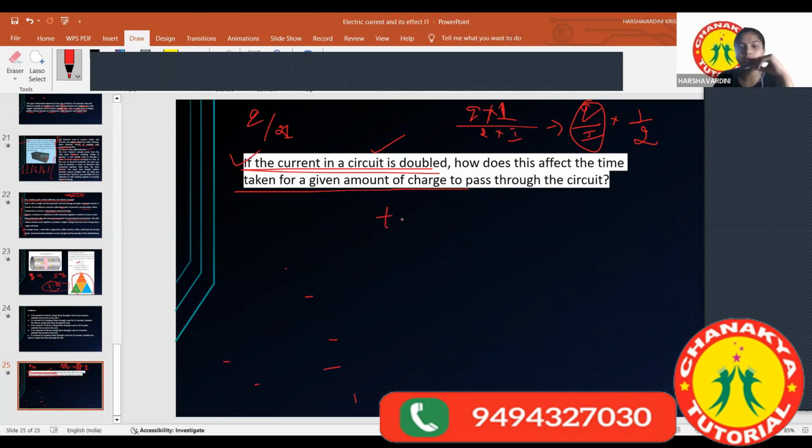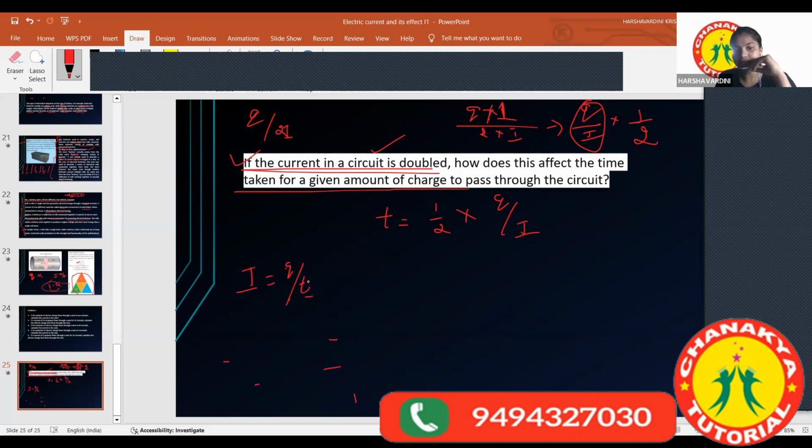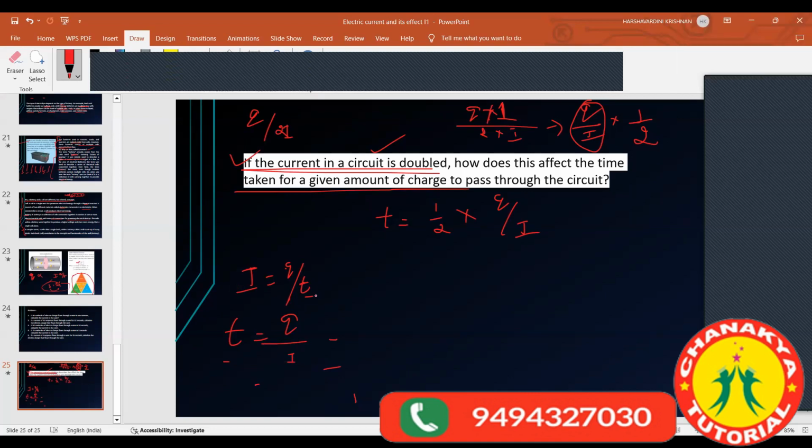Siddhant, do you understand T is equal to 1 by 2 into Q by I? We have the basic formula I is equal to Q by T, right? This is a basic formula we all know. Instead of I is equal to Q by T, I want the value of T. So what will I do? I will make it Q by I, just cross multiplication. T will go to that side and I will go to this side. Do you understand this step, how it comes?